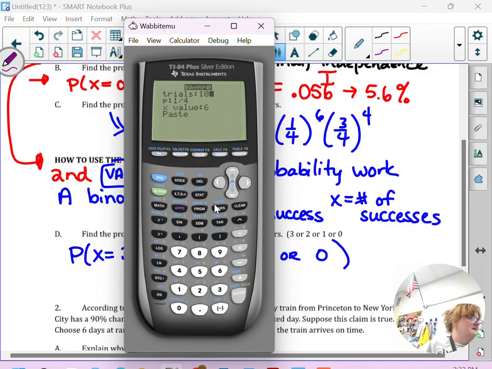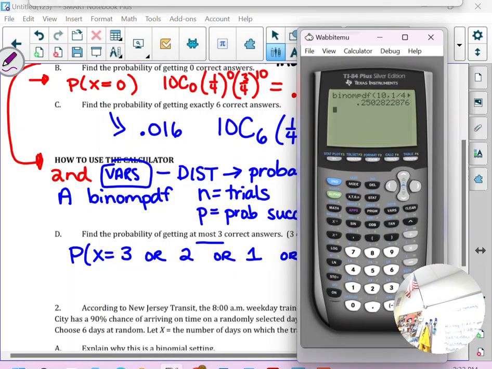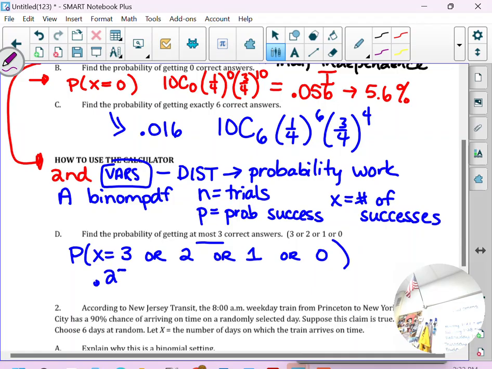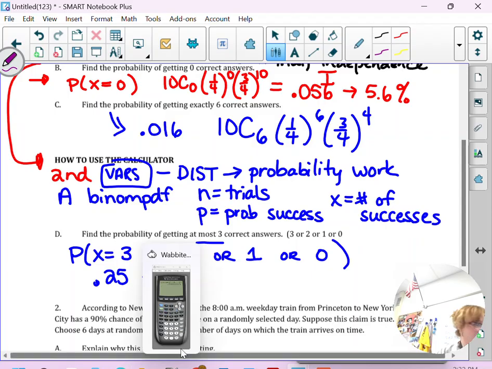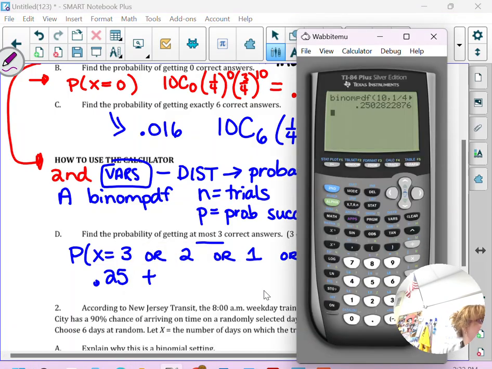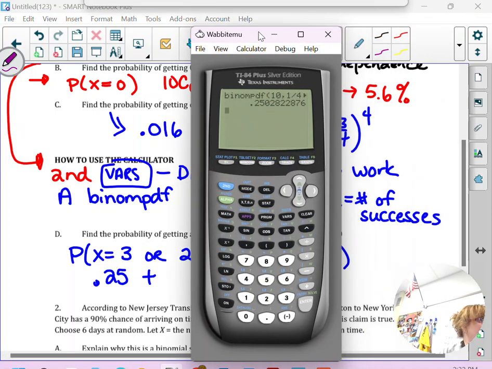So 10 with the 4th. We already did 0, so let's do 3. The chance of getting 3 correct is about 0.25. And then if I want to repeat that, I can use my little shortcut, and then that just changes to 2 correct. The chance of getting 2 correct is about 0.28.